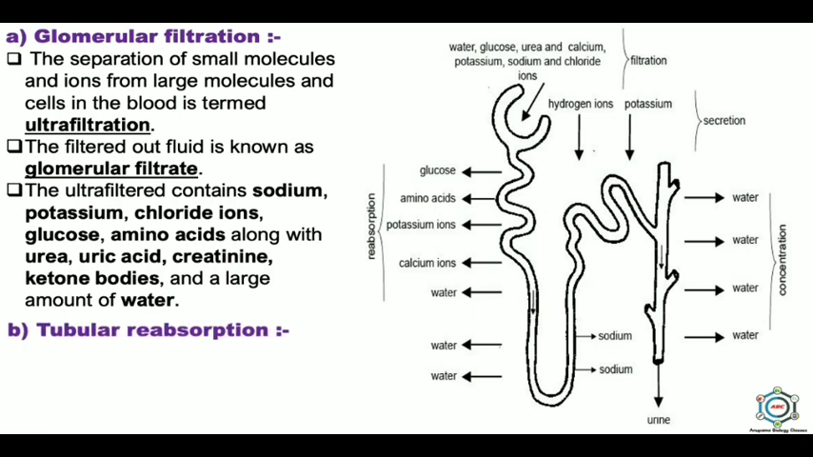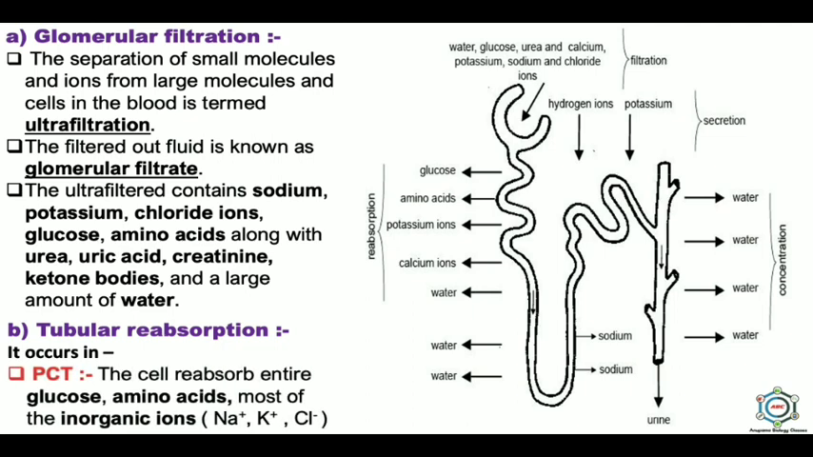These plasma proteins are albumin and globulin. Now it enters into the tubular reabsorption, and it occurs in the PCT, that means proximal convoluted tubule. It is adapted for the reabsorption of materials from the filtrate, and the cells reabsorb entire glucose, amino acids, most of the inorganic ions, that is sodium, potassium and chloride ions. Here the glucose, amino acids, sodium and potassium are absorbed by active transport, some urea by diffusion, and the rest remains in the filtrate for the removal of urine.